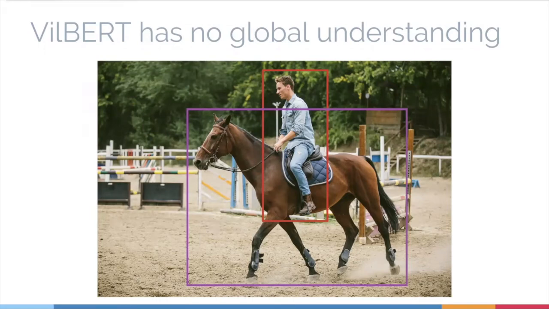As shown in the slides, there is a man riding a horse. In ViLBERT, there are two visual inputs. One contains the coordinates of the red bounding box surrounding the man and the corresponding pixel information inside it. And the other contains a purple bounding box representing the horse, both obtained from Faster R-CNN.